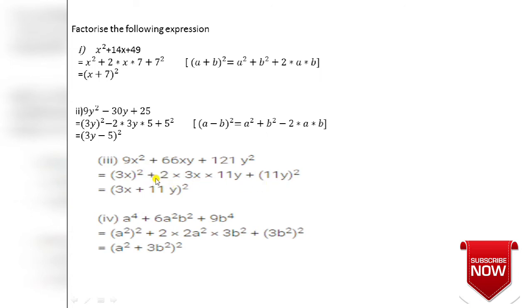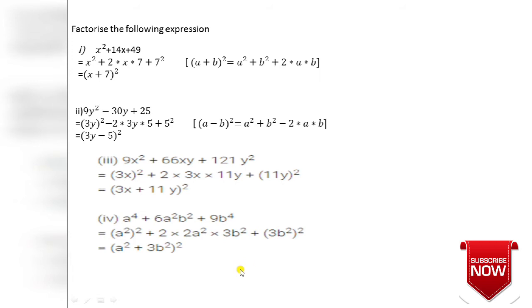Then 2ab becomes plus 2 into 3x into 11y, and this 66xy is broken in the form of 2ab. So a becomes 3x and b becomes 11y. So which formula does this become? It becomes the (a plus b) whole square formula. Students, I have not stated the formula here, but you have to write which formula you are using. So the answer becomes (3x plus 11y) whole square, which is the required answer.